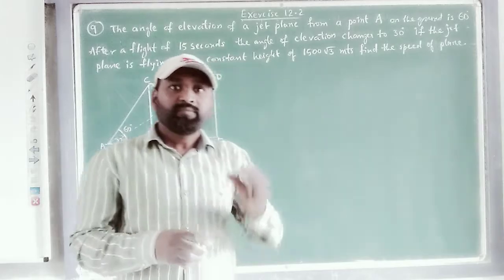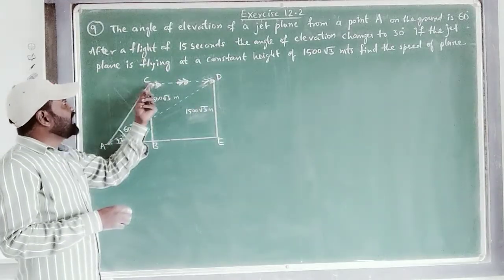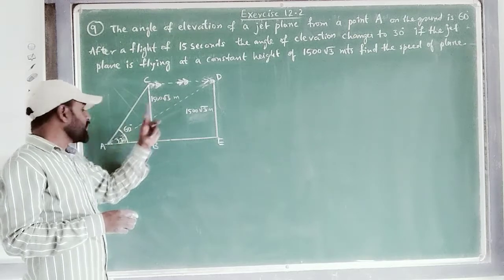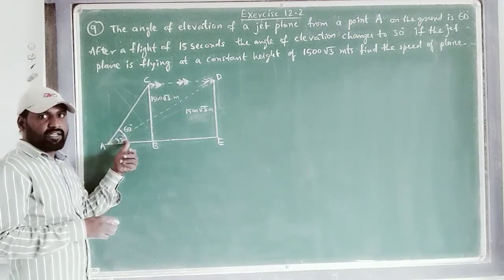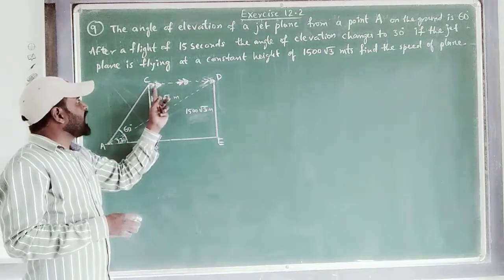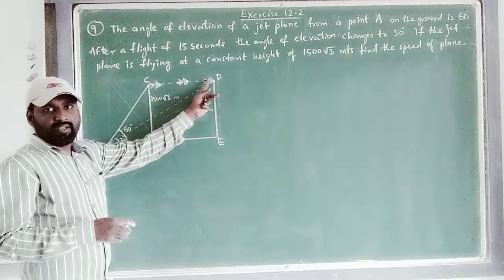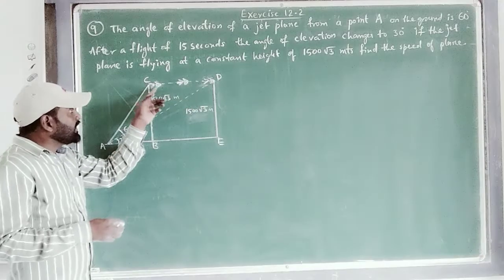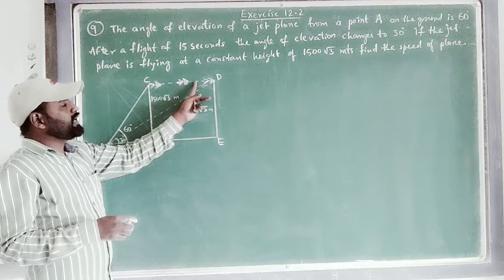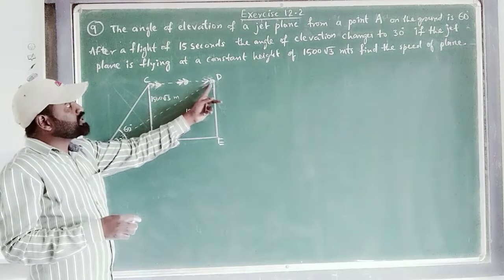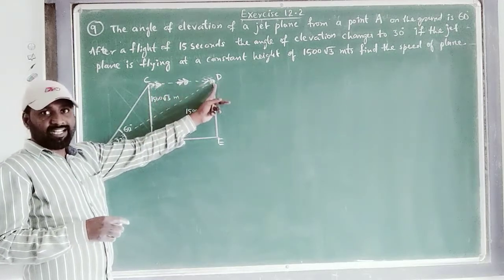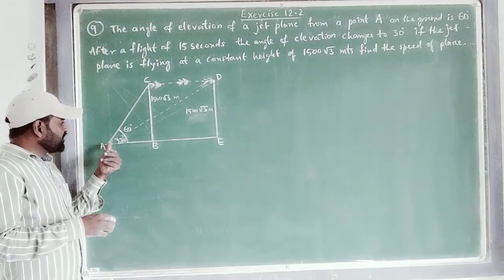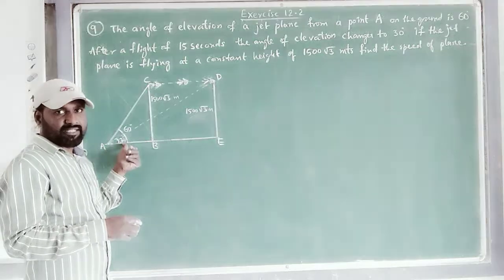Understand? If from a point the flight is observed at a height of 1500 root 3 meters, it is making an angle of 60 degrees. After 15 seconds, the flight has changed its position. Of course, the height is the same and the speed is also constant. It is maintaining the same height and the same speed, but it has changed its position. Now it has reached here in 15 seconds. Then the angle of elevation from the same point has changed to 30 degrees.